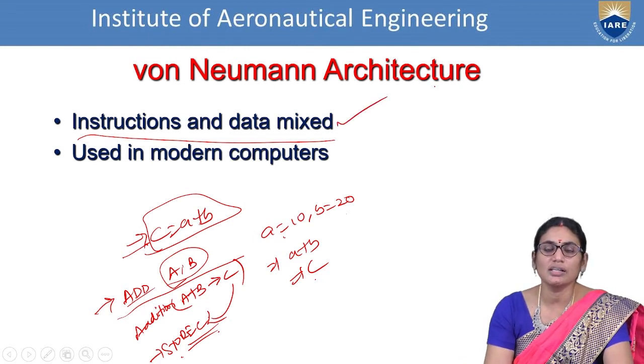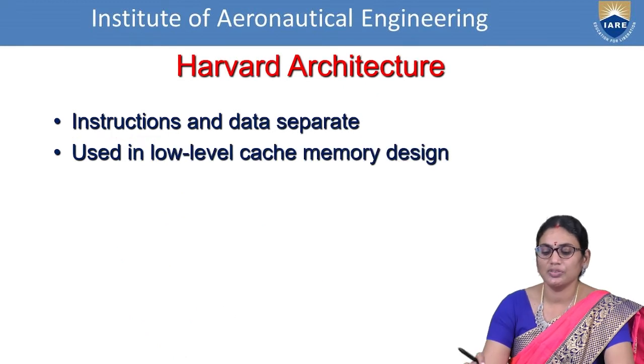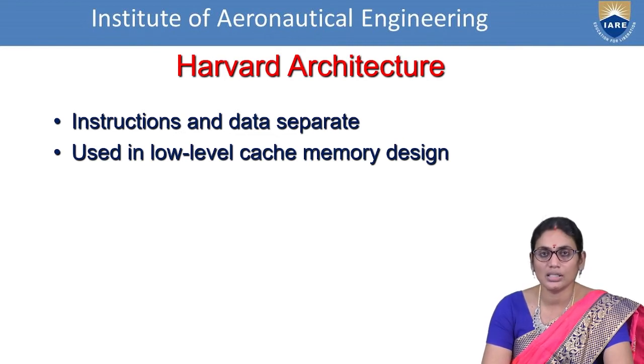Combinations of instructions and data. Generally, this kind of principle is used in modern computers. Whereas in the second case, we'll be using instructions and data separately. So in this case, what happens? We just don't bother about how the data is represented. We just bother about the instruction and the data as separate entities. We don't have any operations.